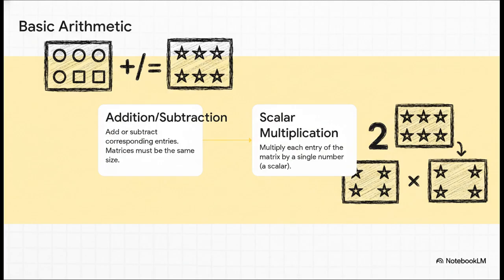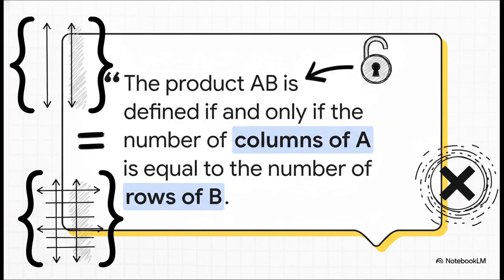It's that straightforward. But then there's multiplication, and this is where things get a little spicy. There is one golden rule, a non-negotiable rule you can never break. To multiply matrix A by matrix B, the number of columns in A has to match the number of rows in B. If they don't match, nope, can't do it. The math just doesn't work.